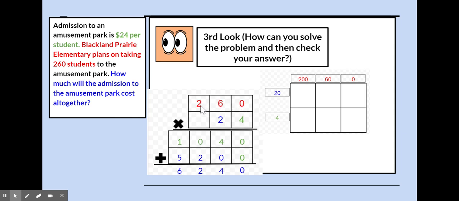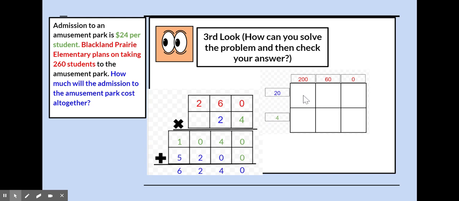So since 2 is in the hundreds place, that is 200. 6 is in the tens place, that's 60. And we have 0 in the ones place. And then on the side, we're going to break up 24 by its place value. 2 is in the tens place, so that's 20. 4 is in the ones place. And then we're going to multiply each box.